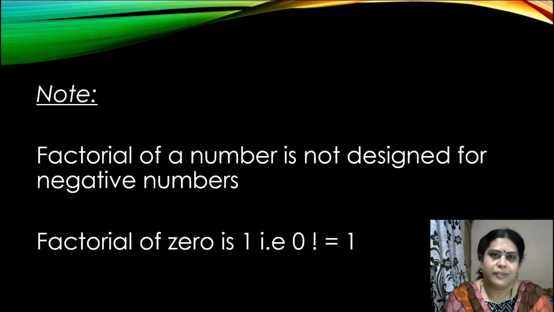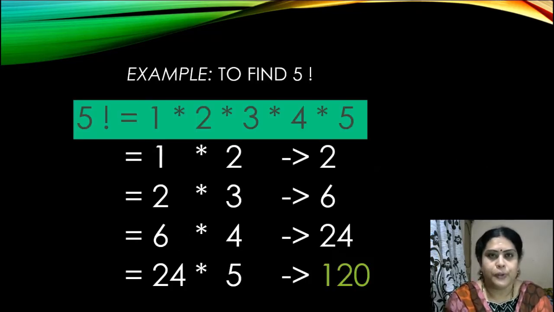Some of the constraints here are that we are not going to consider negative numbers when calculating the factorial of a number. And we also have to remember that 0 factorial is equal to 1. Now let us look at an example to find the factorial of 5.